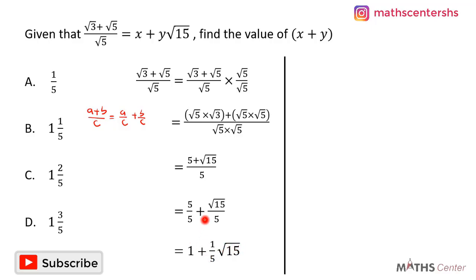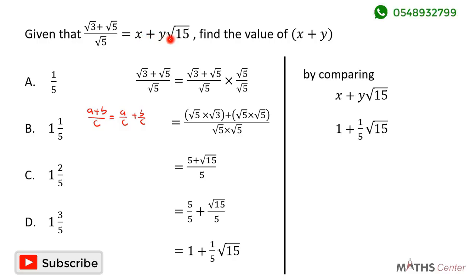We now have square root of 3 plus square root of 5, divided by square root of 5, in the form x plus y square root of 15. So we can compare them. If we compare x plus y square root of 15 to 1 plus 1 divided by 5 square root of 15, we can see that x is equal to 1 and y is equal to 1 divided by 5. So x is 1 and y is 1 divided by 5.